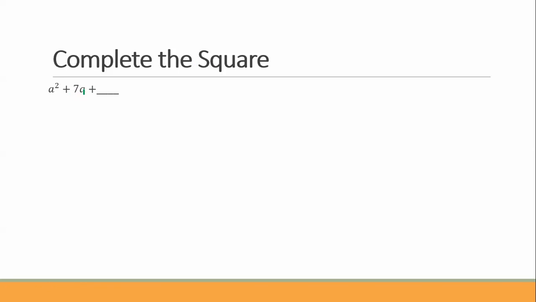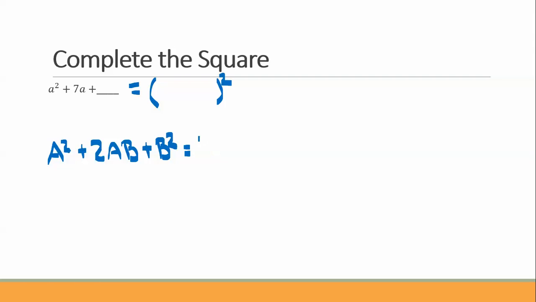Just because this number is not even doesn't mean we can't still complete the square. So we have addition again. Let's go back to blue because that's how we've been doing it. We want to be able to have that equal to something squared. So we have a squared plus 2ab plus b squared is equal to a plus b squared. And right now we have little a squared plus 7a plus something.